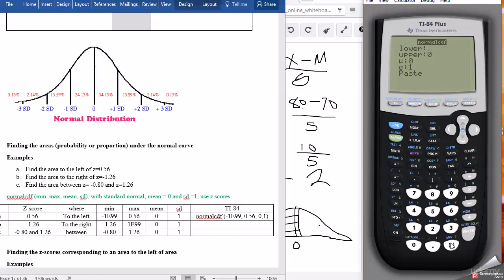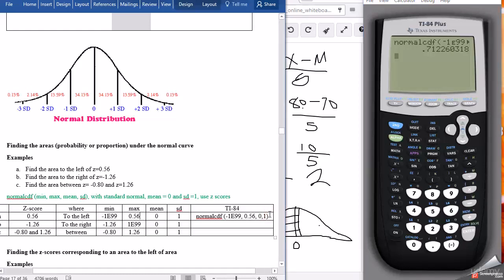So I have to type in -1. Then E is right here, so I have to press second comma. Then I have to type 99. Then the upper is 0.56, which is the maximum. 0.56. Okay, the mean is 0 and the standard deviation is 1. So I will do that. I will paste, enter. So it's 0.7.